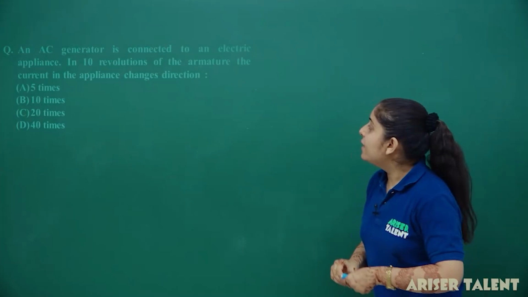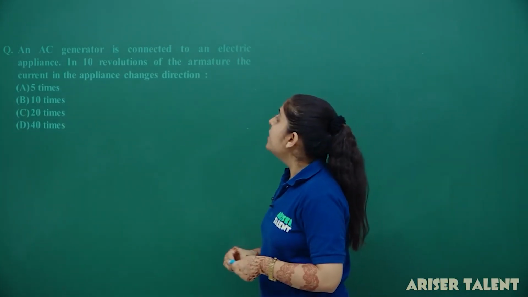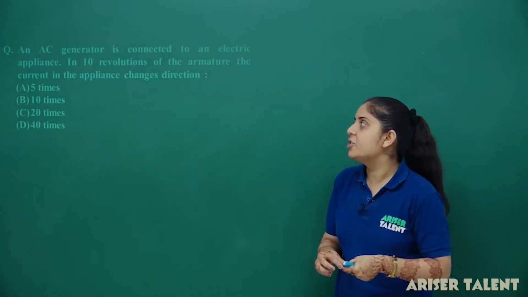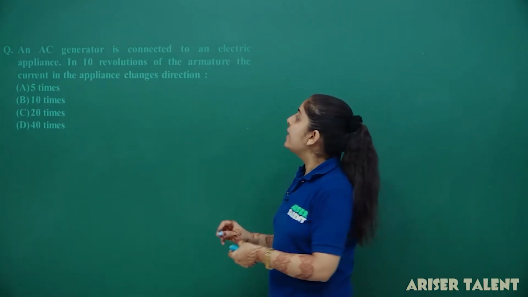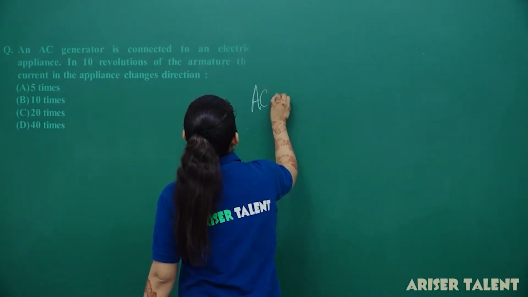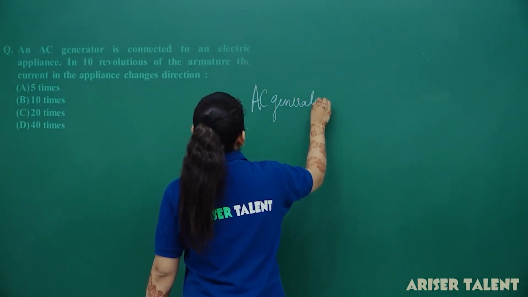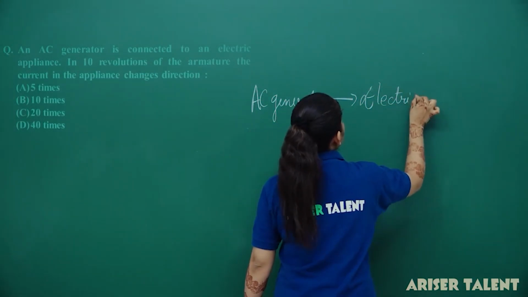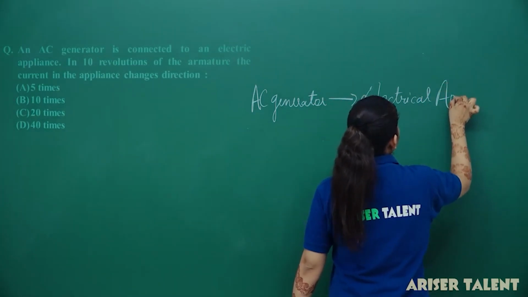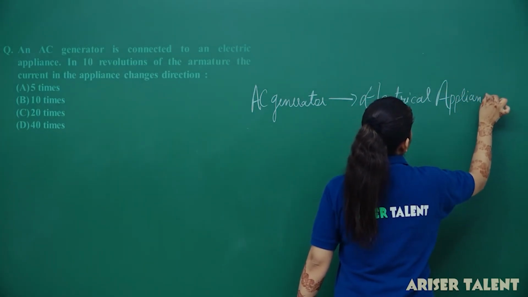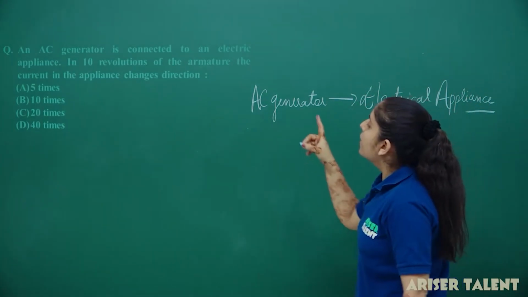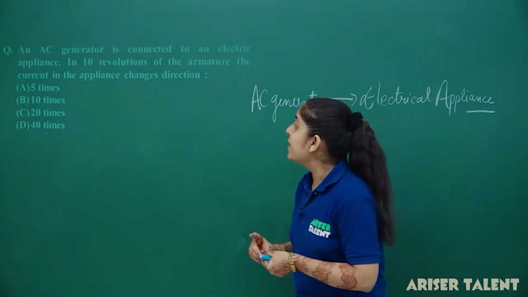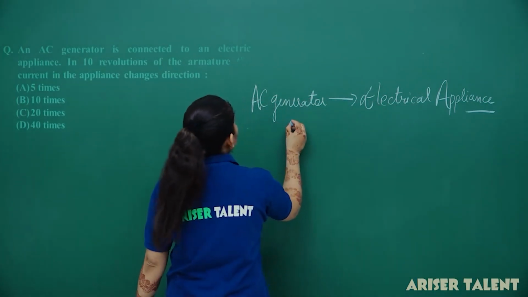An AC generator is connected to an electric appliance, and in 10 revolutions of the armature, the current in the appliance changes direction. So, an AC generator is connected to any electrical appliance. Now, in 10 revolutions of the armature, the current in the appliance changes direction. We are having the 10 revolutions.